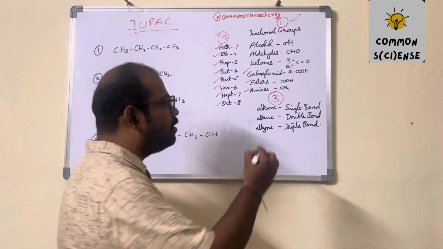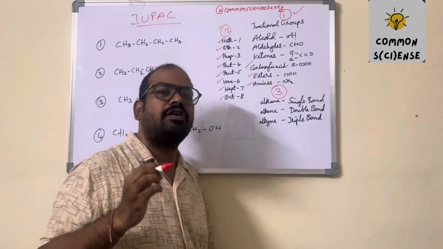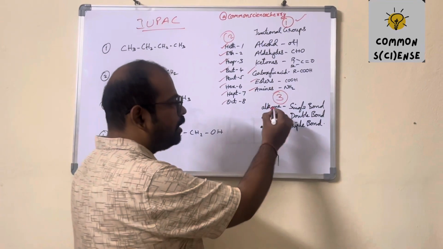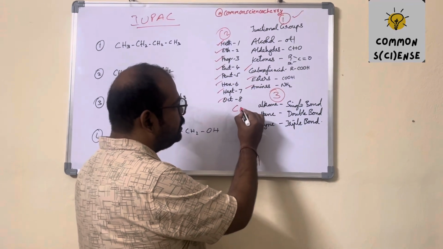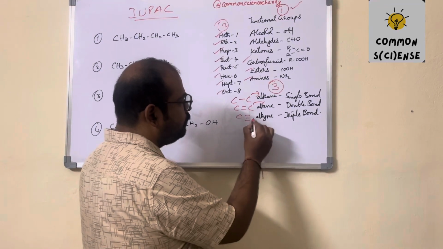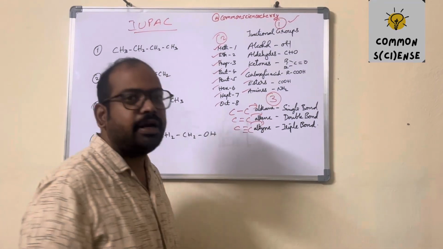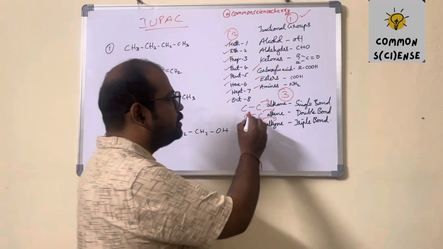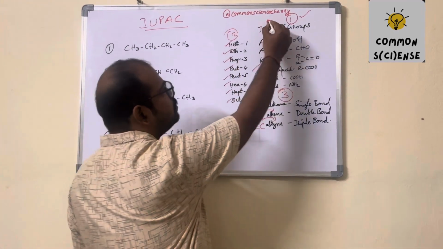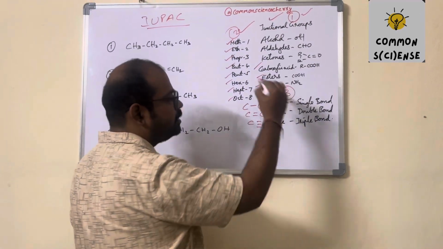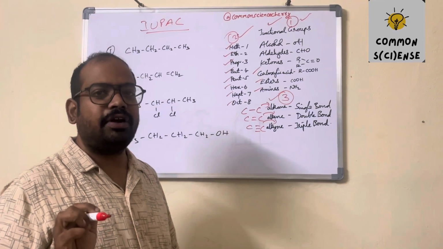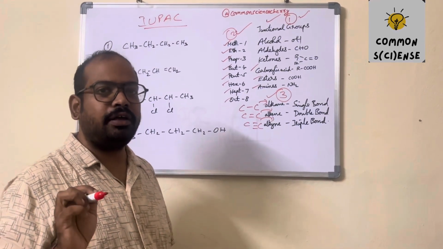The third step is to see if the compound consists of a single bond, double bond, or triple bond. If it contains a double bond like C=C, then it is alkene. If it contains a triple bond, it is alkyne. If it contains only single bonds, it is alkane. So this is the third step. First you need to study these 3 steps, students. Now we will see how to apply these 3 different concepts while answering the IUPAC name.